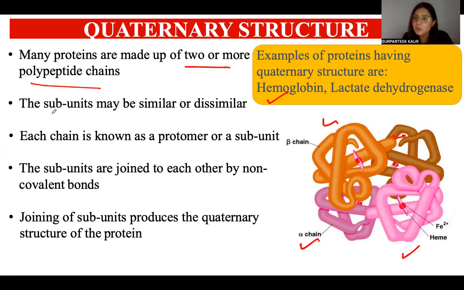Now, the subunits which are present in the quaternary structure can be similar or they can be dissimilar. There is a possibility that there are two copies of the same peptide chain in the three-dimensional conformation forming a bond with each other to form the quaternary structure, or maybe they are dissimilar to each other. This peptide is different, this peptide is different. They are forming their respective tertiary structures and making a bond with each other. And each chain in this quaternary structure is known as a protomer or a subunit.